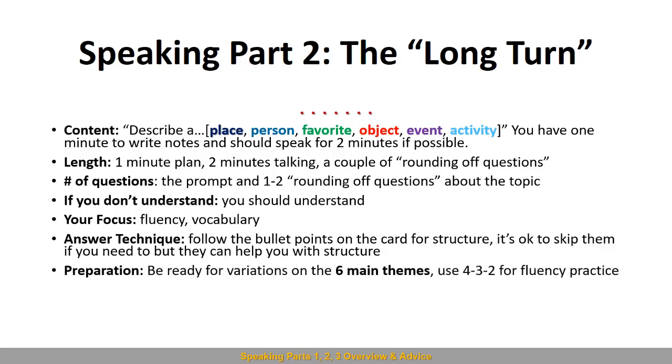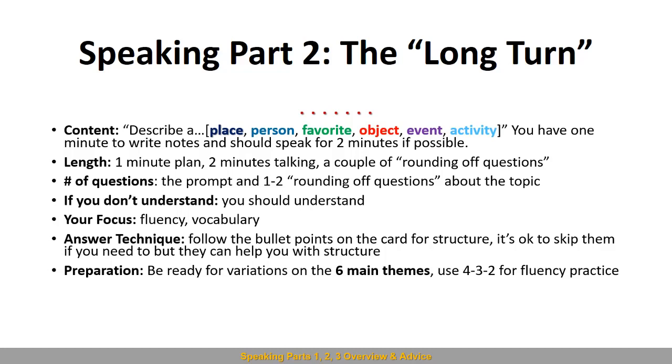For preparation, you need to be ready for variations on the 6 main themes. So place, person, favorite, object, event, activity. Sometimes people get difficult topics for part 2. It's not always easy or predictable. You need to be ready for lots of different topics, but if you have something that you've practiced for each of these themes, hopefully you can change it a little bit and it will work for this topic. Also, try to use stories or examples as often as you can because they can help you to talk longer.